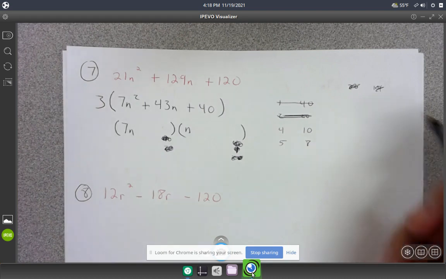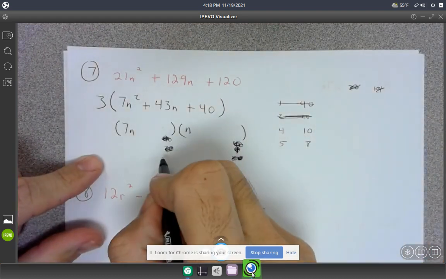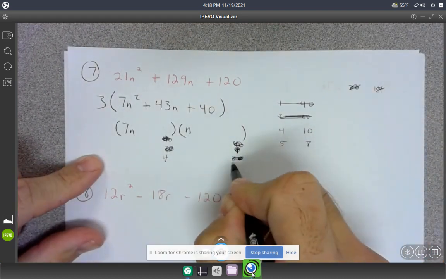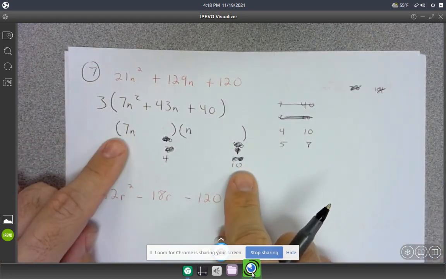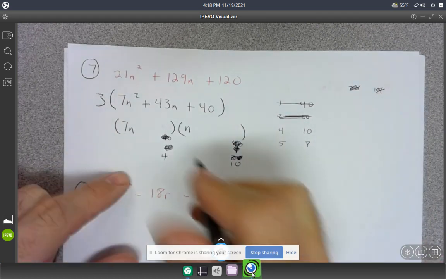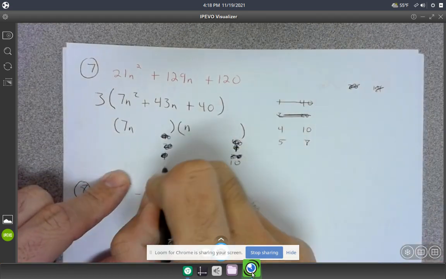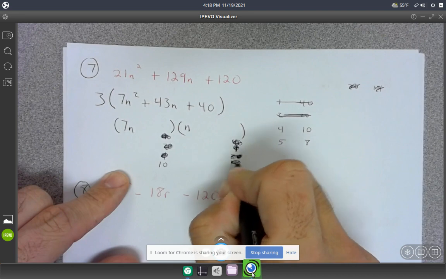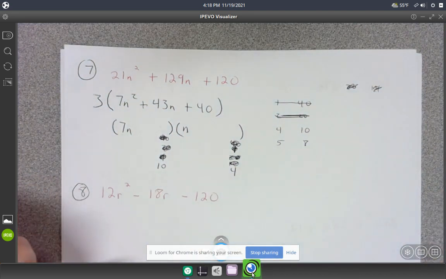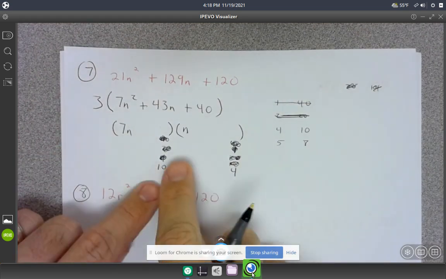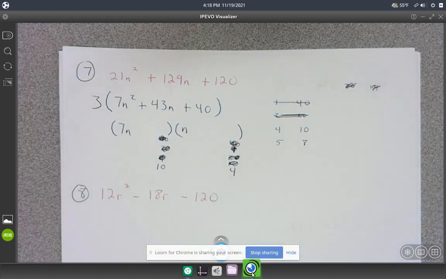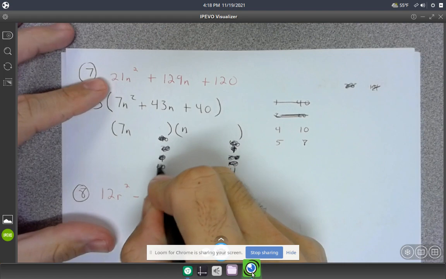Let's see here. If I try the 4 and the 10, that'd be a 4 here and a 10 here maybe. This is going to be too big. This will give me 70, and that'll give me 4. That's too big. So try it the other way around. 10 here and a 4 there. Okay. This will give me 28 and a 10. 28 and a 10 would give me 38, not 43. Jeez.